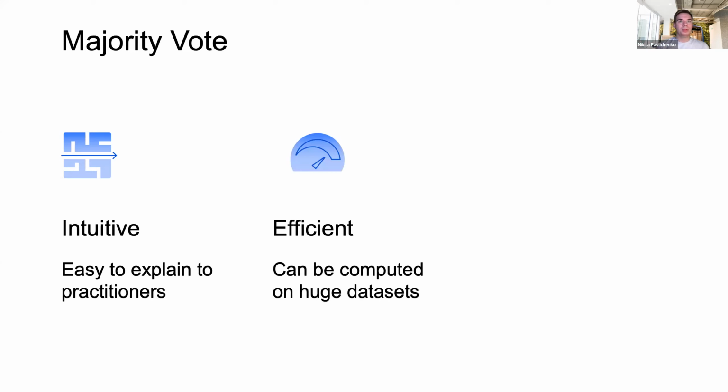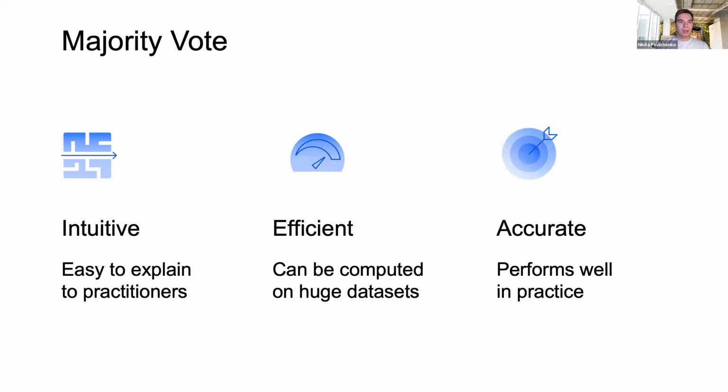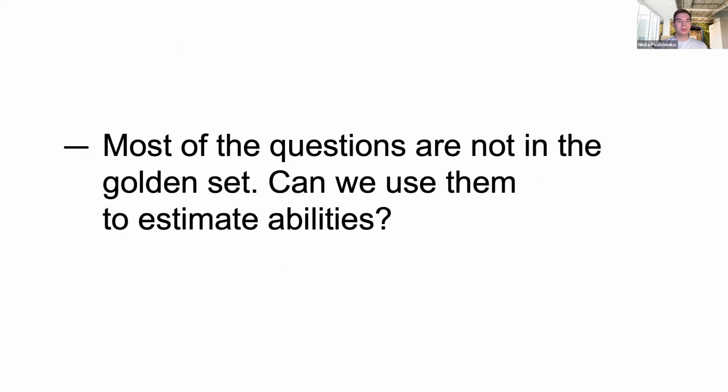The majority vote can be computed on huge data sets, for example, that consist of billions of tasks. And it will take you maybe a second maximum. And the last thing about majority vote is that in real life, it's quite accurate. Even if it is a simple algorithm, it performs well in practice. But of course, there are some more advanced methods that produce higher accuracy.